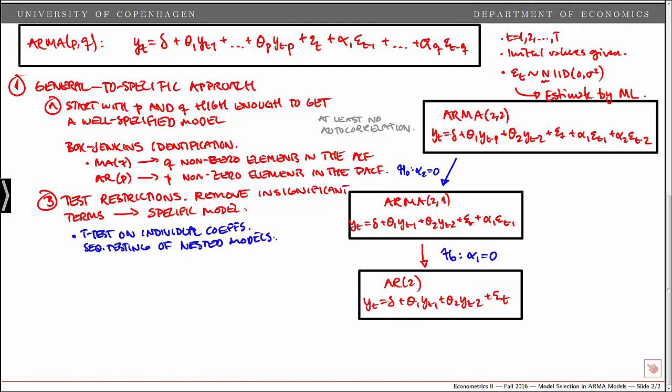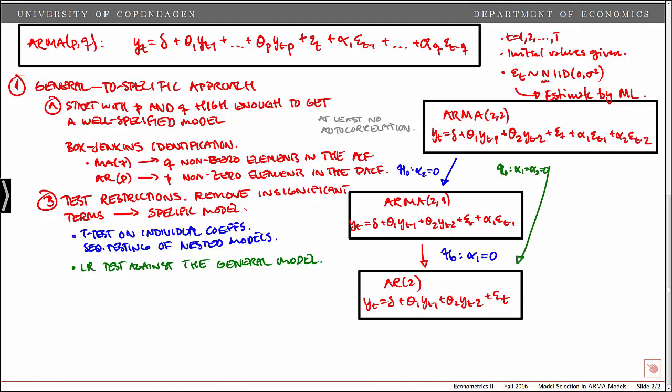We could also consider, for example, the restriction taking us directly from an ARMA 2-2 model to an AR2 model. We could test that by the null that alpha_1 is equal to alpha_2 equal to 0, and we could test that by a likelihood ratio test against the general model that we started with. So these are two different tests. One is a sequential testing procedure. The other is a test directly from the general model to the AR2 model.